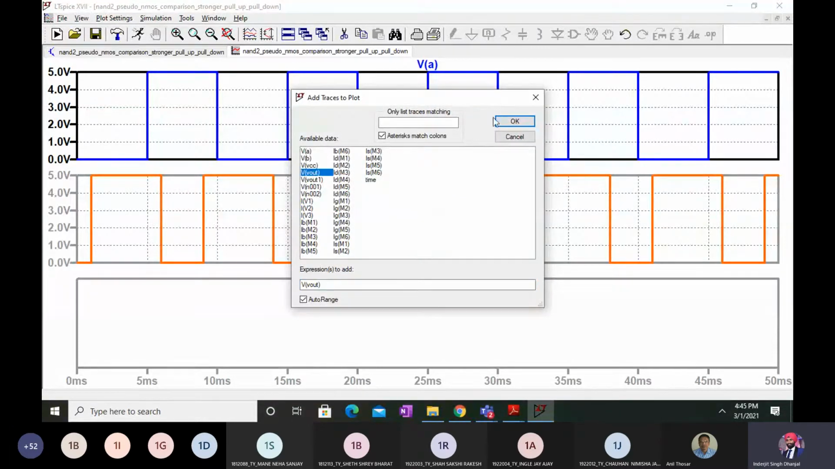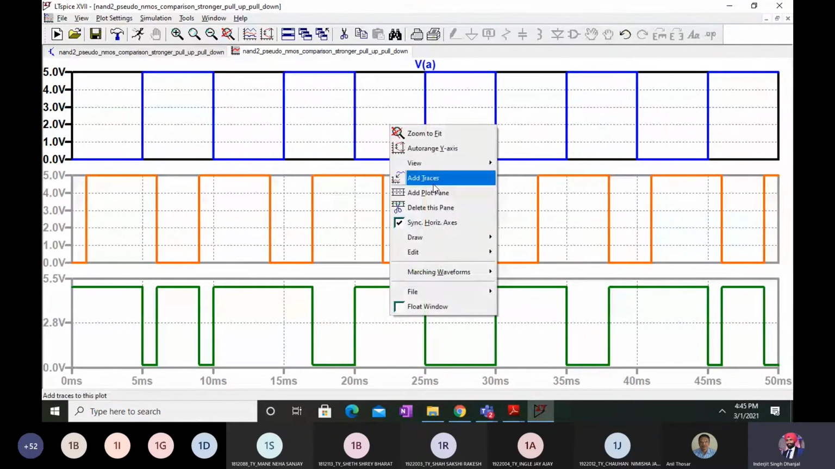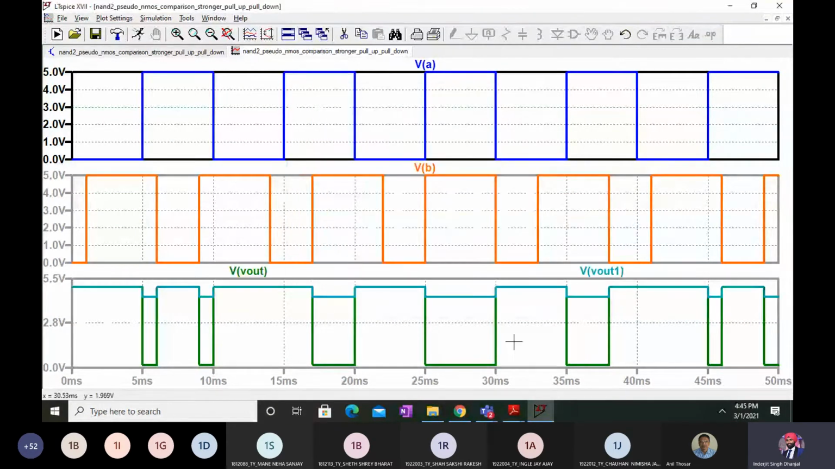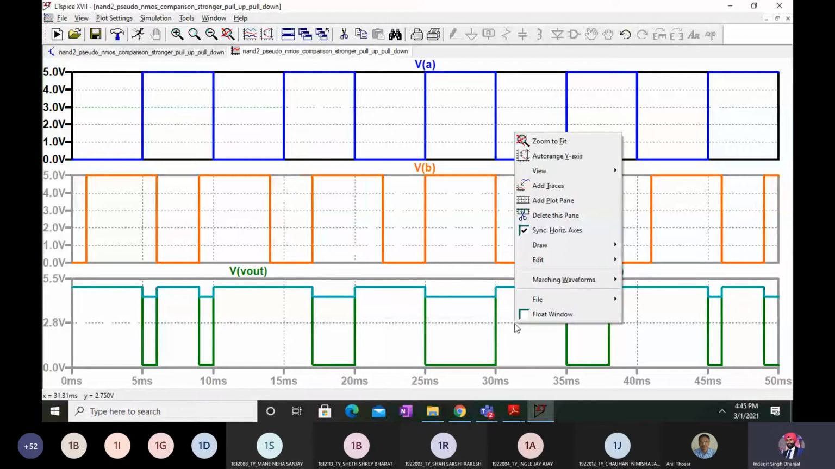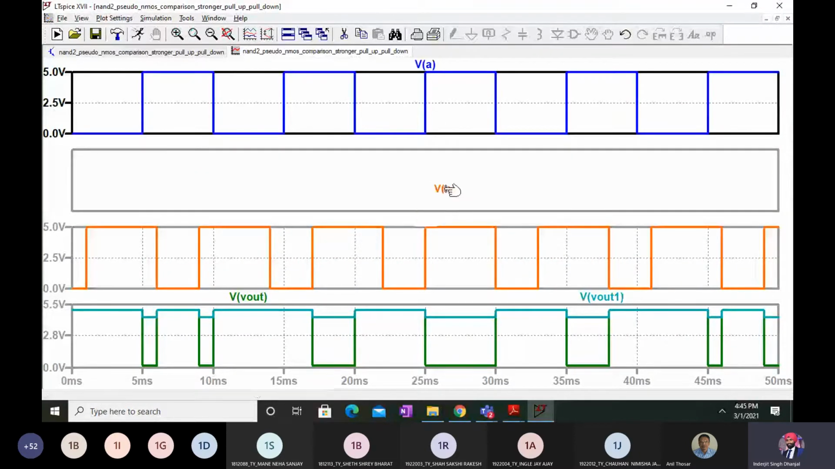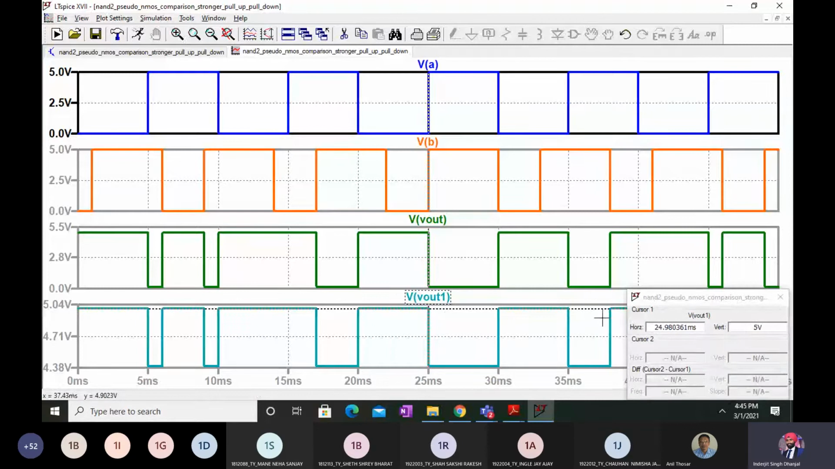This, we have seen, is the stronger pull-down network. So everything is fine, no problem at all. But if I plot V out 1, see what will happen. This blue color line, if you want to plot it separately, let me do that. So this is my V out and this is my V out 1. If you see the voltage levels of V out 1, it's 5 volts, and the lower one is 4.4.